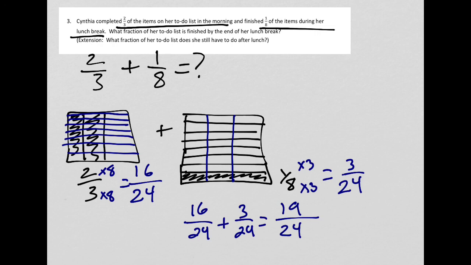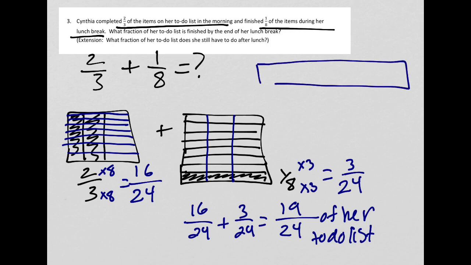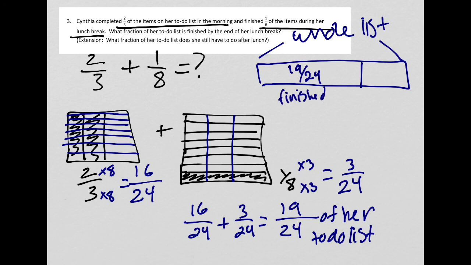Now I cannot simplify because 19 is prime. 19 cannot go into 24. So I get 19/24 of her to-do list is what she finished. Now the extension says how much does she still have left to do after lunch. And so if we think about this as her whole list, and we know she finished 19/24 is what she finished. They want to know what's left.